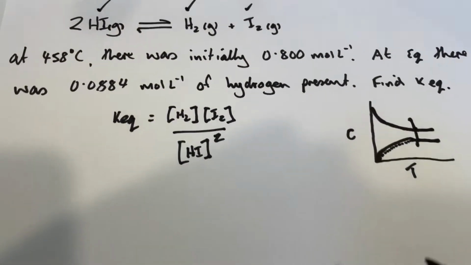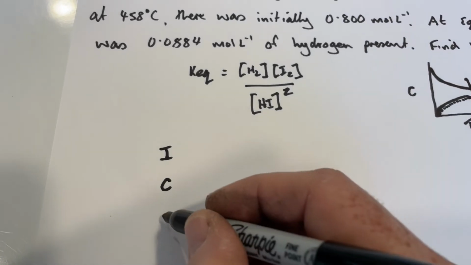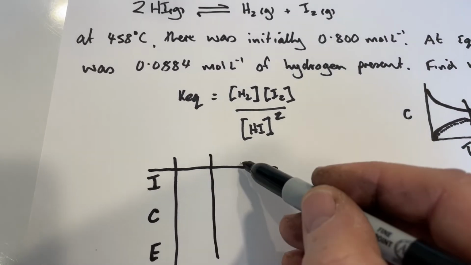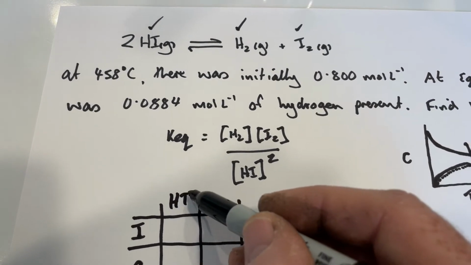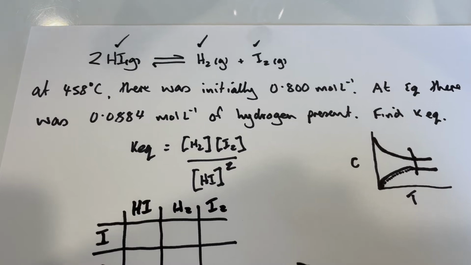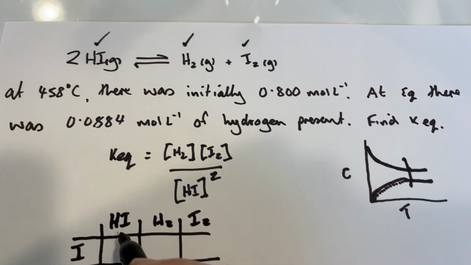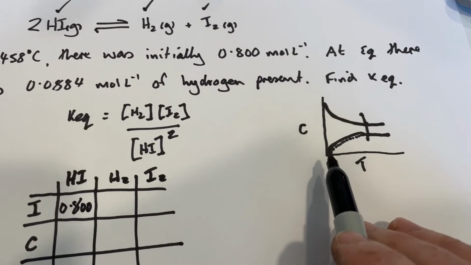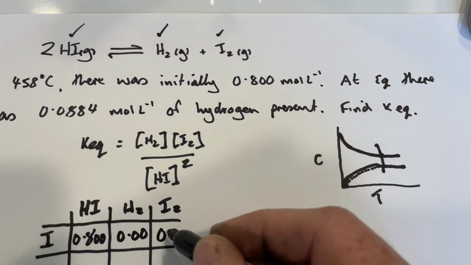In order to do this, we need to construct the ICE box. I for initial, C for change, E for equilibrium concentration. I then construct across the top each of the species present in my system. So here's my ICE box. I have hydrogen iodide as a species, there at the top. I have hydrogen as a species, and I have iodine as a species. And I ask myself the question, what was the initial concentration of each of those species? Hydrogen iodide, I'm told, is 0.8 moles per litre initially. Of course, from my graph, I can see that I've got no product of hydrogen. So initially that was at 0. And of course, that means iodine was also at 0.